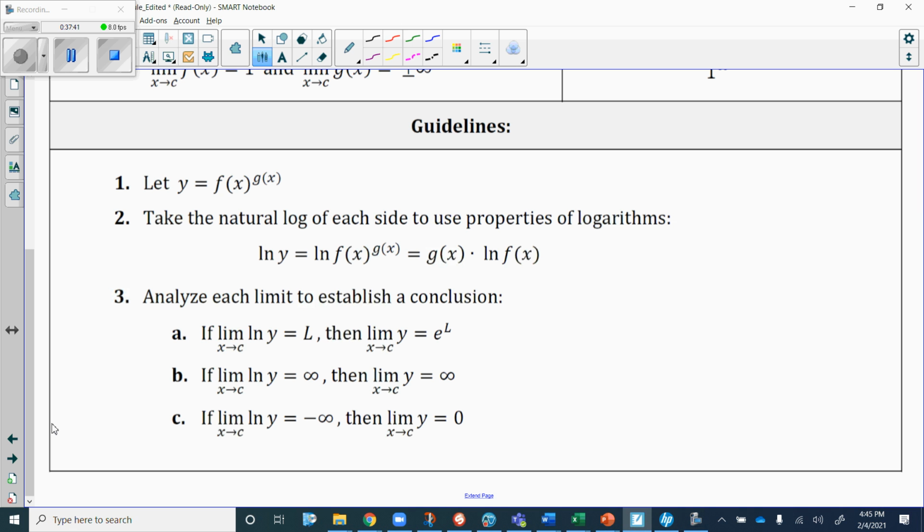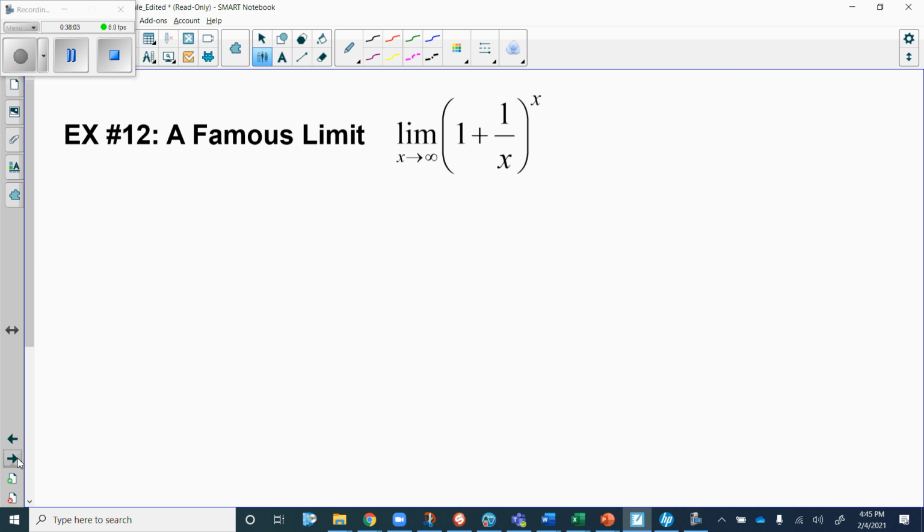Now the one thing you have to be careful of here is that a lot of times when you're done working out the majority of the work, you're left with your limit in terms of the natural log of y. So you don't want the limit of the natural log of y, you want the limit of y. So let's take a look here and see what we end up with.